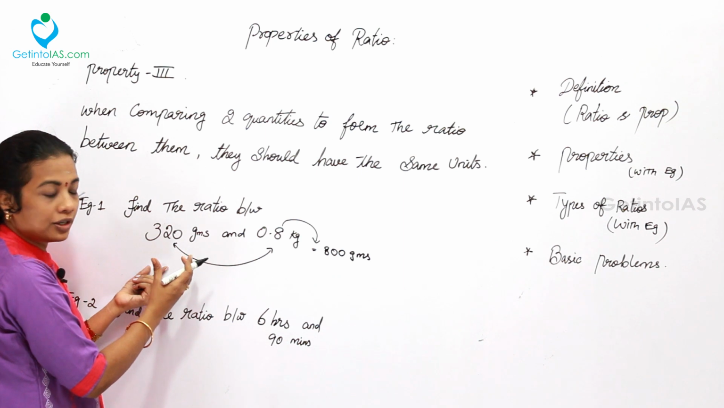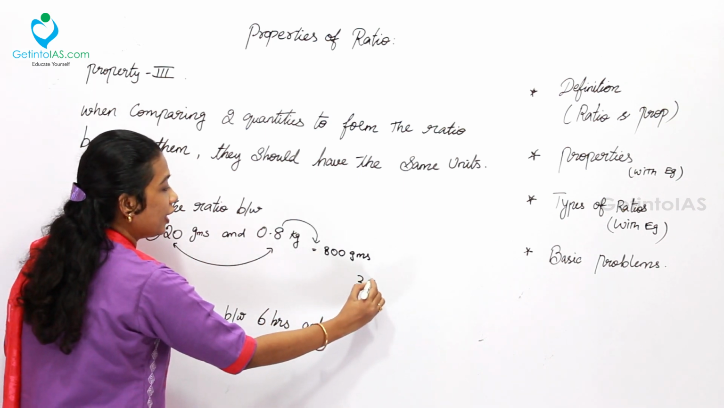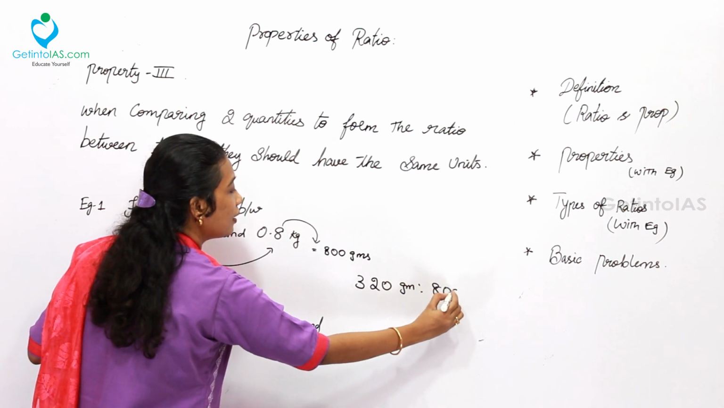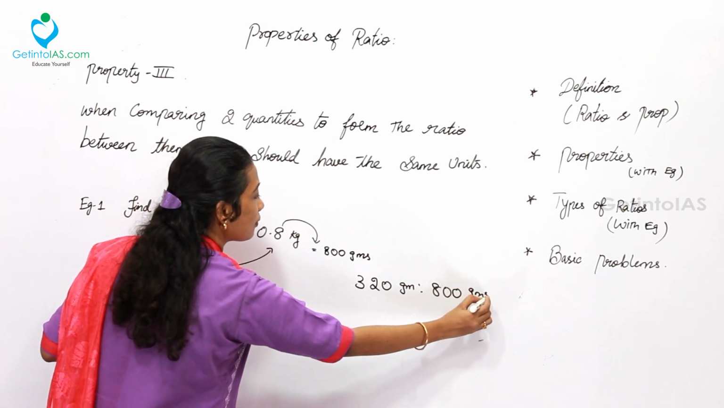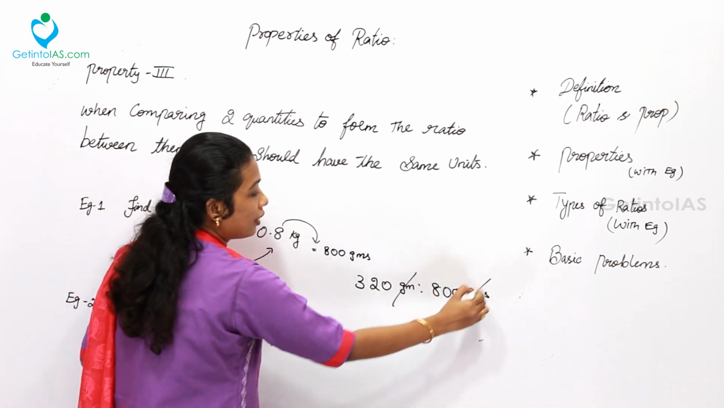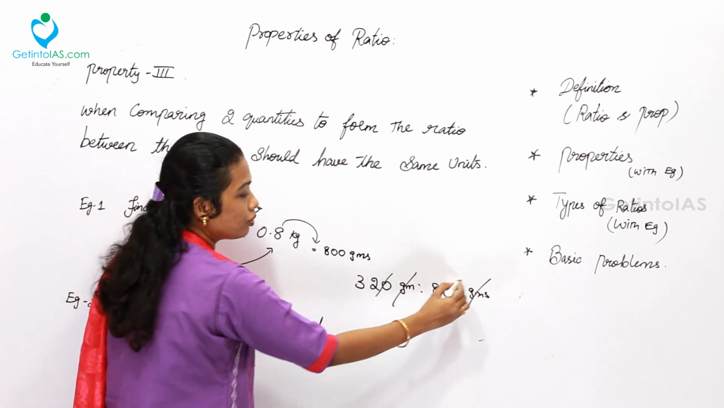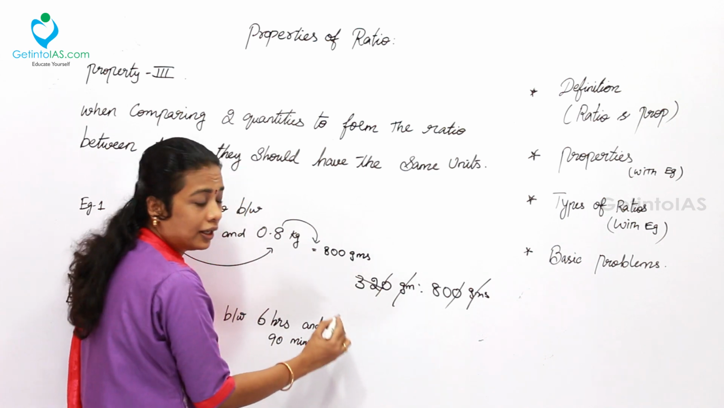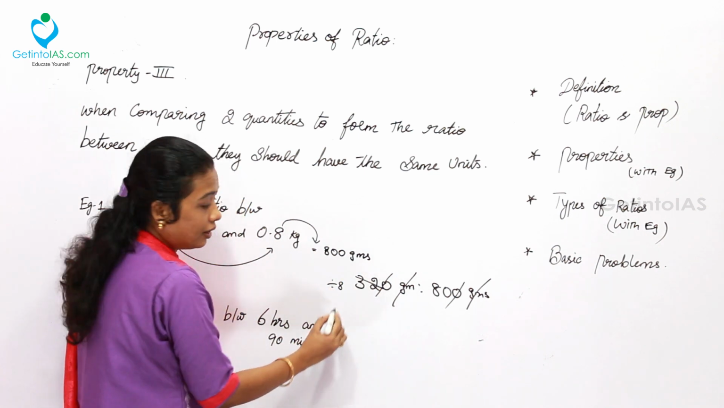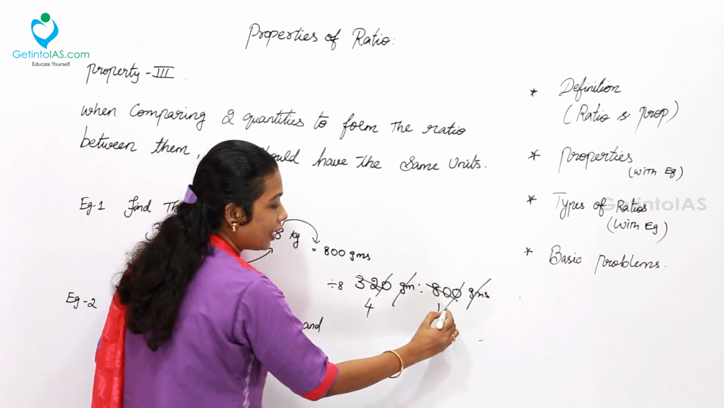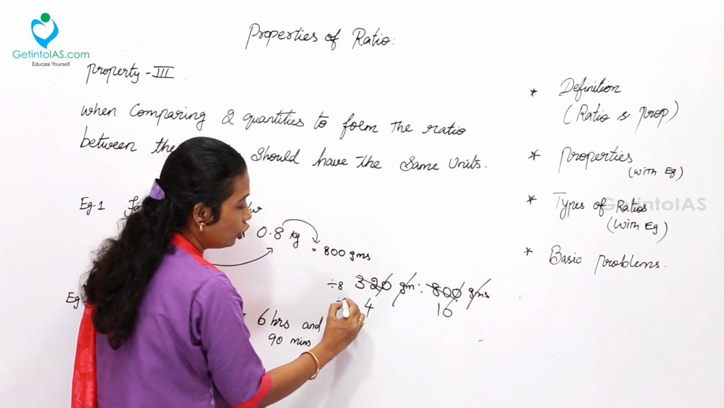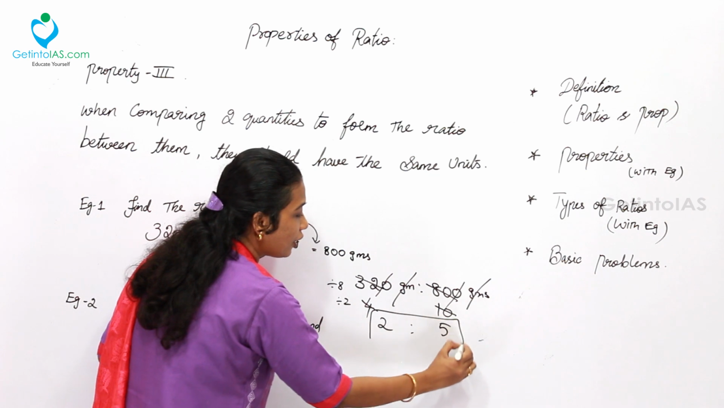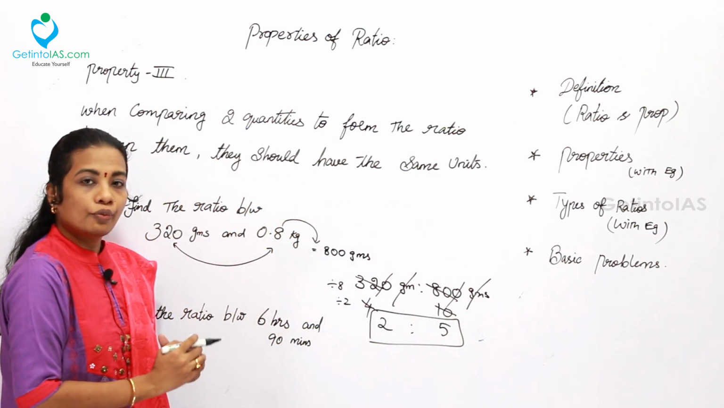Now let's solve it. 320 grams ratio 800 grams. Now grams get cancelled, 0 gets cancelled, 32 and 80 are divisible by 8. So 4 times 8, here 10 times 8, again we can take 2 times, here 5 times. The final ratio is 2:5.